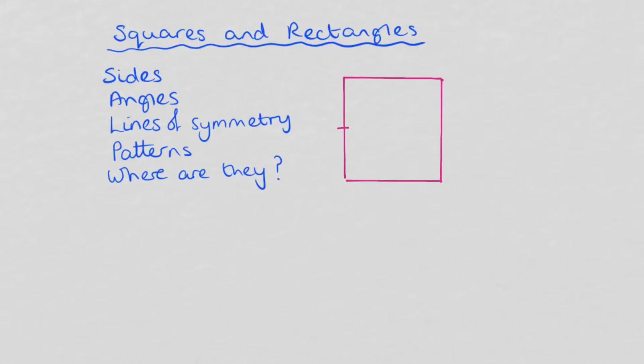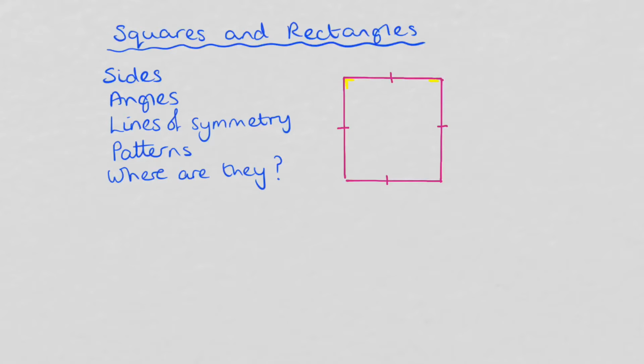Because I drew each length as 4 centimetres, we can put these marks on the sides. Remember that from looking at triangles yesterday? If you see the same mark on different sides, what that means is they're the same length. Now let's think about the angles in a square.